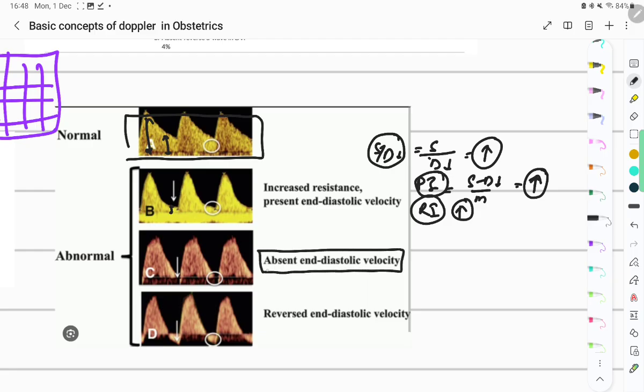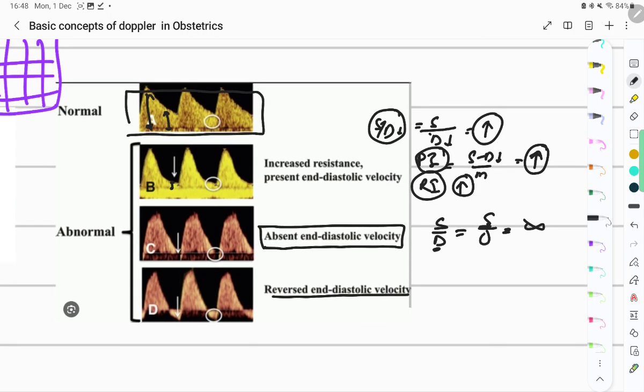Then in case of absent diastolic flow, S minus D, D is 0, absent, so S by 0, so SD will be infinite. Okay. In case of reverse diastolic flow, see, there is no diastolic flow here, that is absent diastolic flow, and this is reverse diastolic flow. That means the diastolic flow has been reversed, that means backflow is occurring. I have told in case of cardiac compromise or cardiac failure, because cardiac output is not adequate, there will be reversed end-diastolic flow.